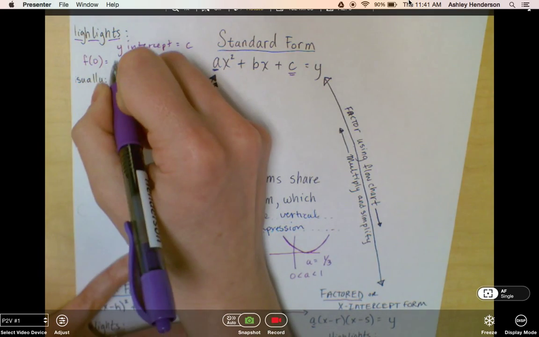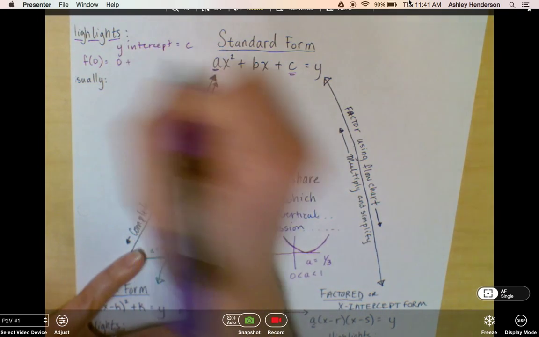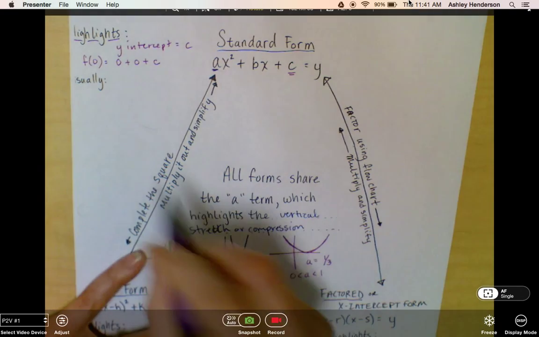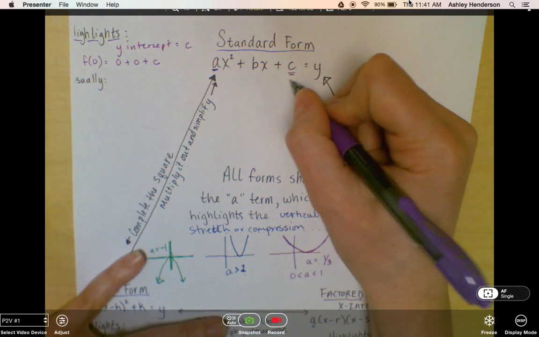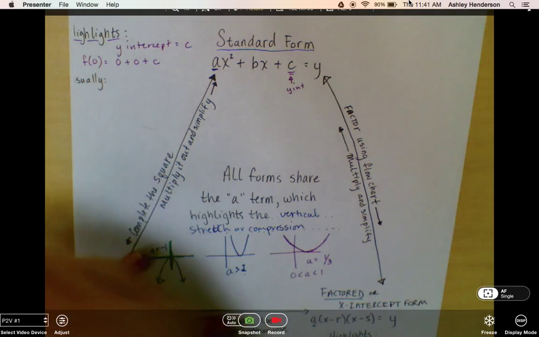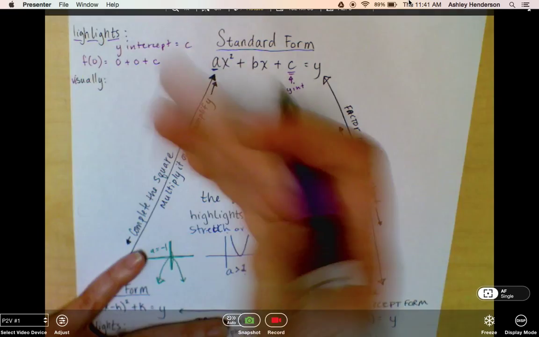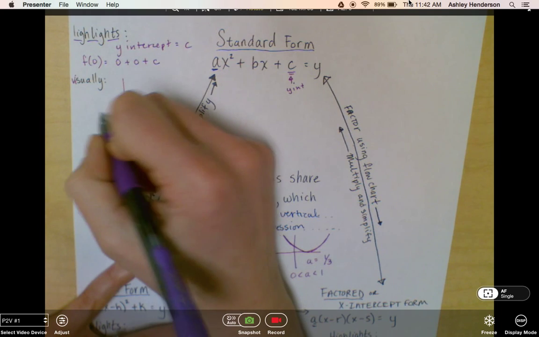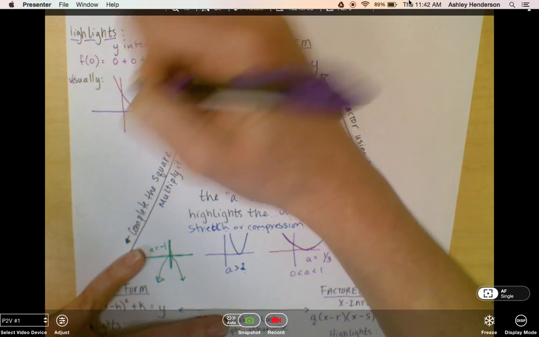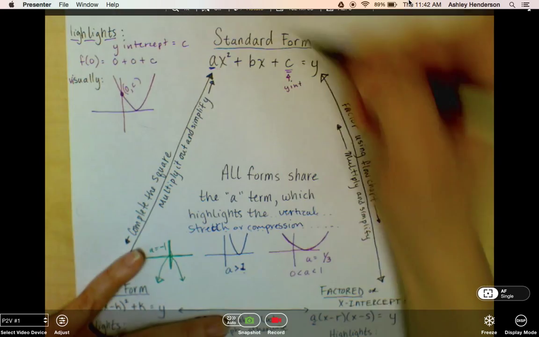So if I plug 0 in for every x, the first term's going to become 0. The second term's going to become 0, and we're going to be left with whatever C is. So this term right here will always be our y-intercept. Otherwise, not really a whole lot going on there. Visually, doesn't really highlight anything in particular, except for, let's say it's something like this, then this would be the point (0, C).